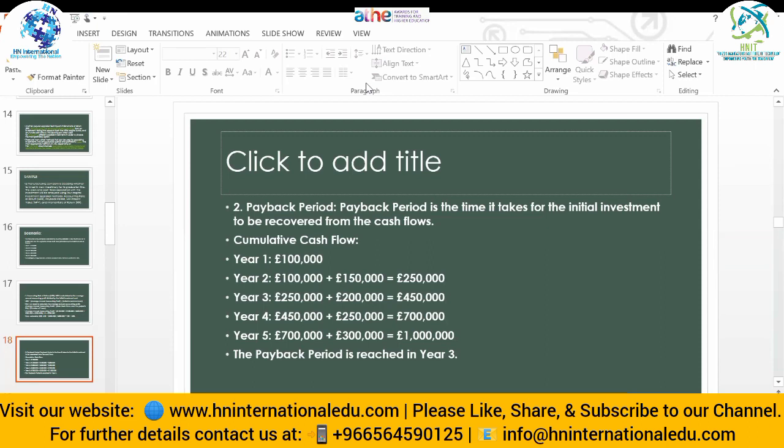So the payback period is the time it takes for the initial investment to be recovered from the cash flows. That is, whatever we have invested in the project, we have to get that initial investment back. So that is calculated by the cumulative cash flow. Let me just show you.